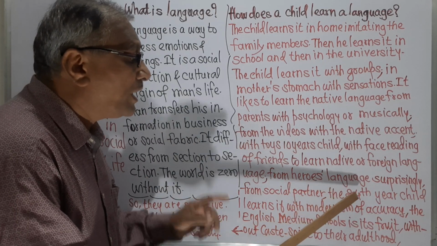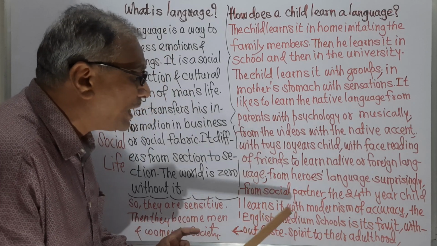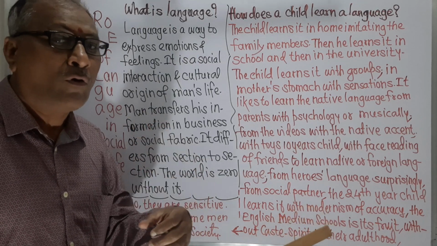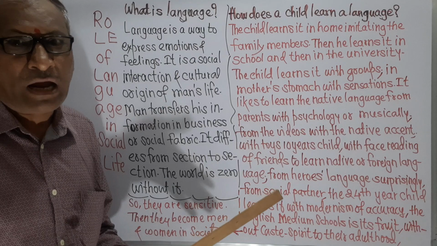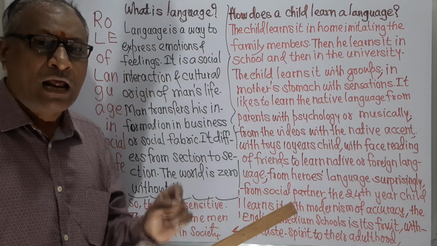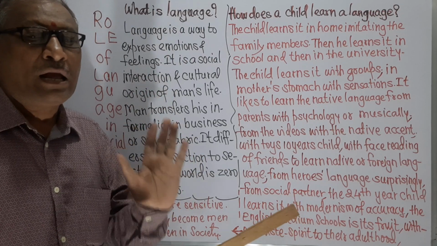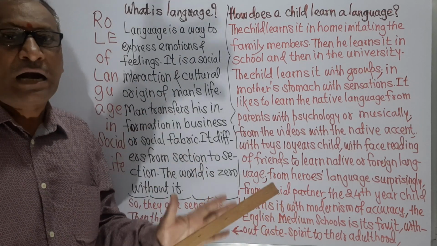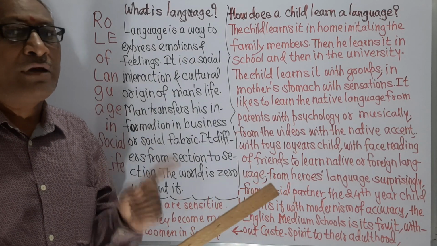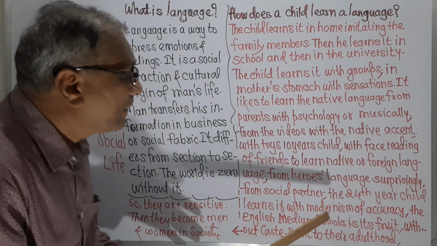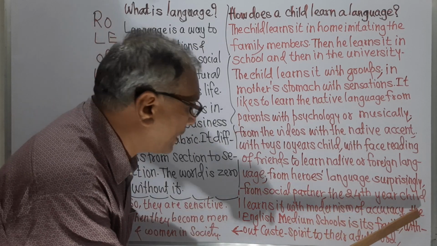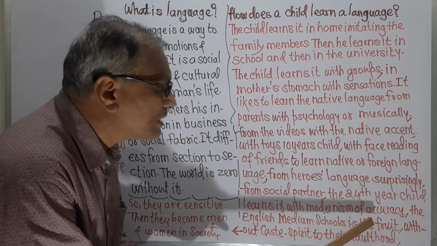Then the 24-year-old child learns it with modernism of accuracy. Remember, when the child becomes 24 years old, he learns that language with modernity, with modernism, and there is a particular perfection and a particular accuracy in his language, and now he speaks that language with his friend circle very accurately and with perfection. That is called modernism of accuracy. The English medium schools are its fruit.